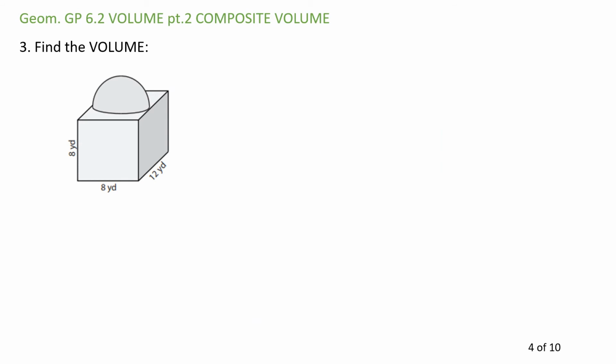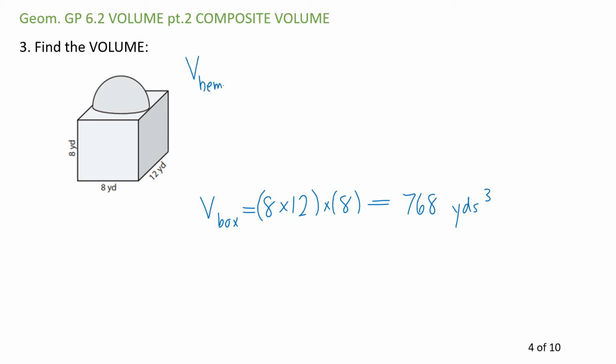The box is easy. The volume of this box is length times width times height. That's the base. That's the height. That's a total of 768. And that's yards cubed. Could have done that the other day. Well, on this top one, I have the volume of a sphere. It's actually a hemisphere. So the volume of our sphere is 4/3 pi r cubed.